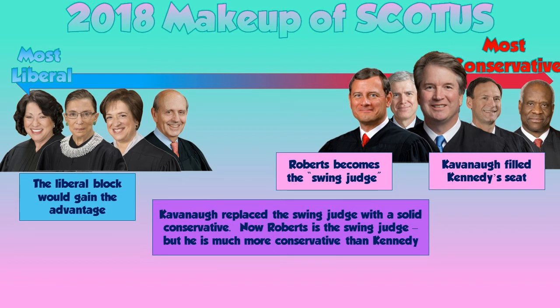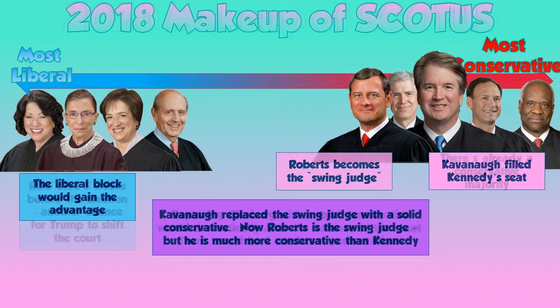It becomes pretty high profile, and this has become a big change in the court. So now there's 5 solid conservatives and 4 liberals, and the only chance of the liberals winning a case is convincing Roberts to come over to their side. So the court is now much more conservative as of 2018 because Kennedy was replaced by Kavanaugh.